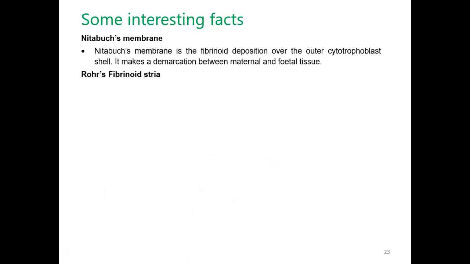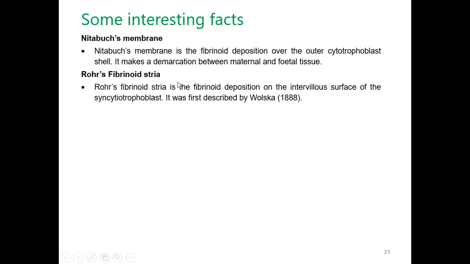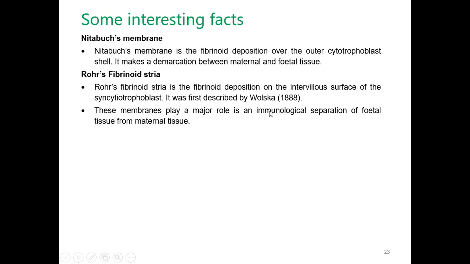Then there is Rohr's stria or Rohr's fibrinoid stria. It is also a fibrinoid deposition in the intervillous space. It was on the cytotrophoblast shell. It is in the intervillous space of the syncytiotrophoblast, and it was first described by Wolska. So this layer plays a major role in immunological separation of fetal tissue from the maternal tissue. Why? Because the intervillous space is constantly being flushed by the maternal blood.